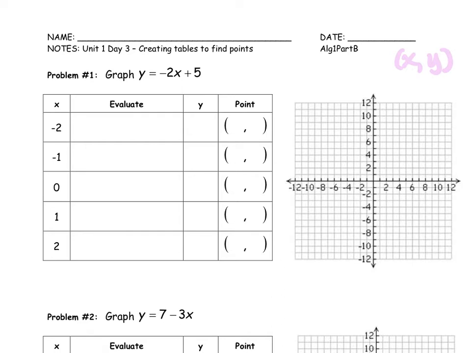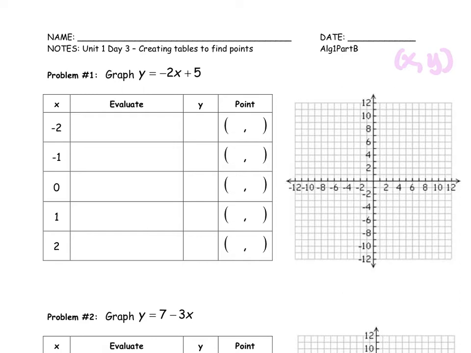Then we talked about a point being on the graph of an equation if it makes the equation true. And we talked about the graph of an equation being made up of all of the points that make an equation true. So today we're going to connect those ideas and use tables to get points that are on the graph of an equation.